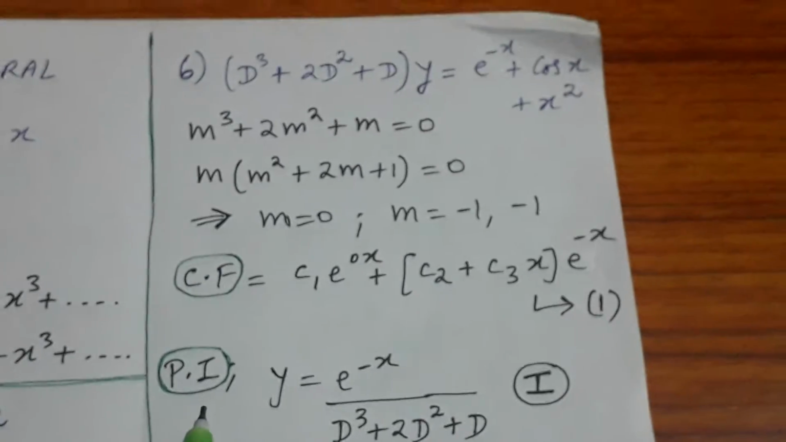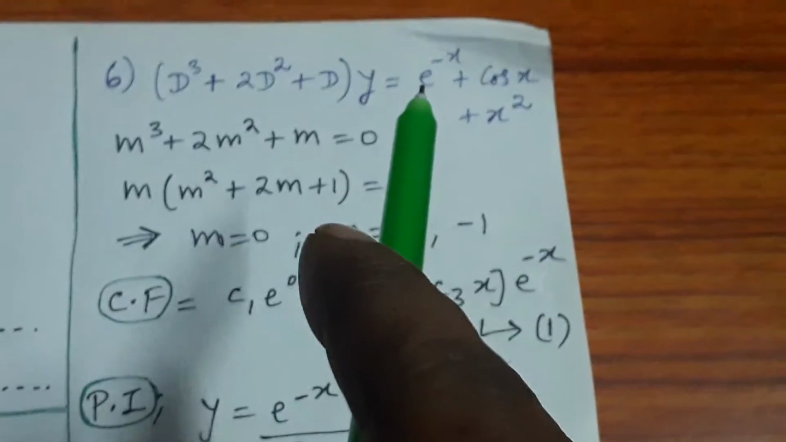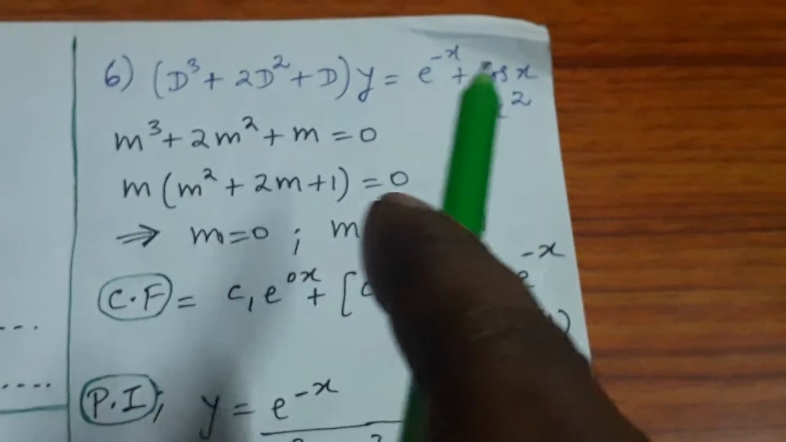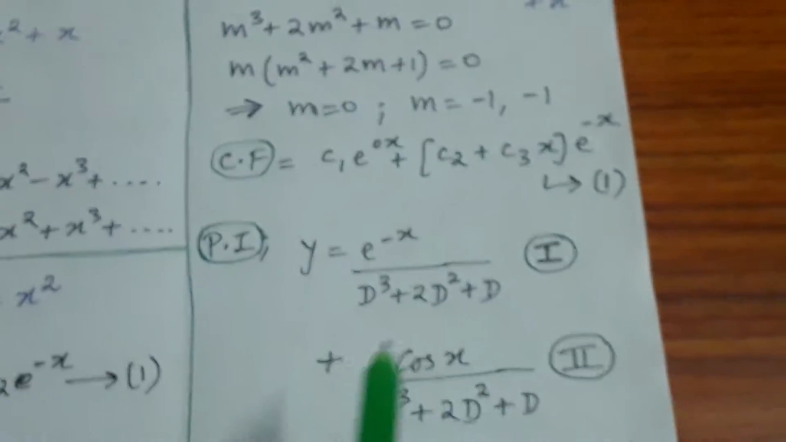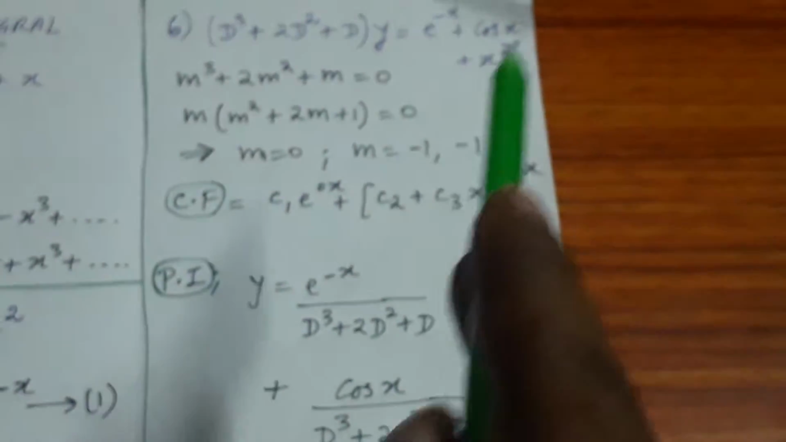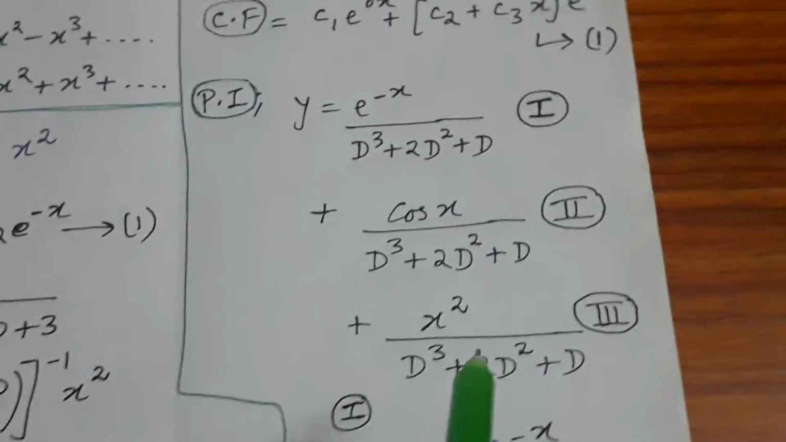As usual, find the complementary function by writing the auxiliary equation, finding the roots, and accordingly writing the complementary function. The particular integral is what we are concerned about. We have three terms on the right hand side, and we will deal with them one by one. The first is e power minus x by the function of D, the second is cos x by the function of D, and the third is x square. We will deal with this separately.